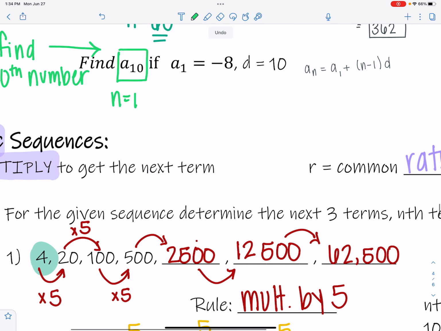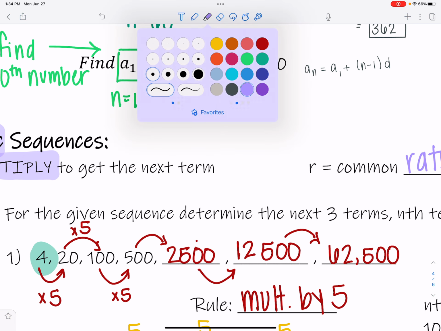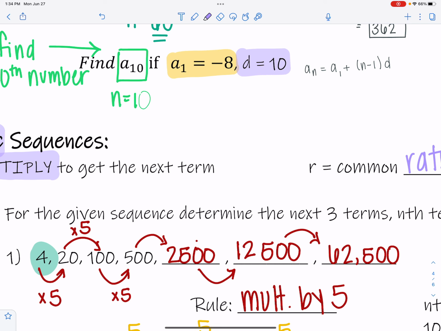Okay, so I'm going to fill in my formula. I've got a sub 1 given to me, and then also d equals 10. So I'm going to fill all this stuff in. So a sub 10 is going to equal a_1, which they told me the first term was negative 8, plus (n minus 1) times d, and n is going to be 10, and then d is going to be 10 as well.